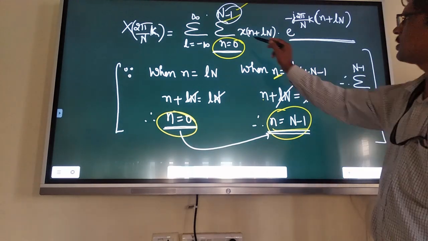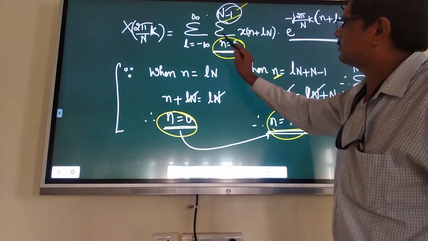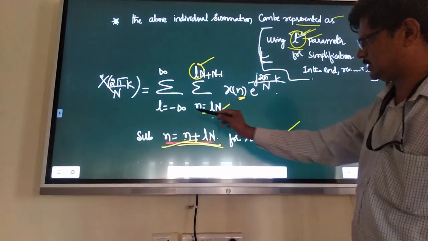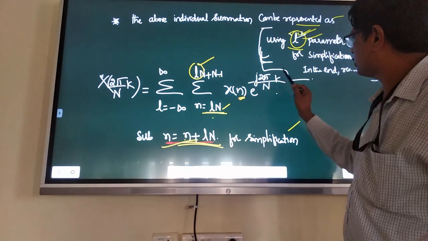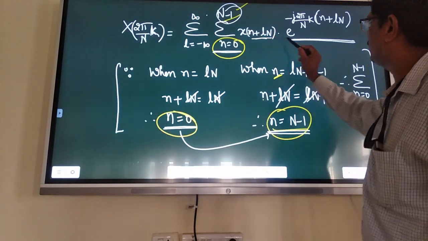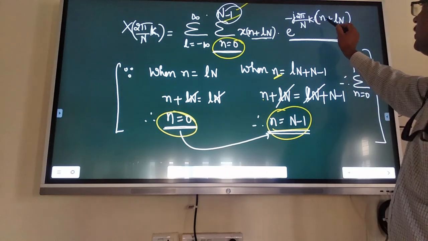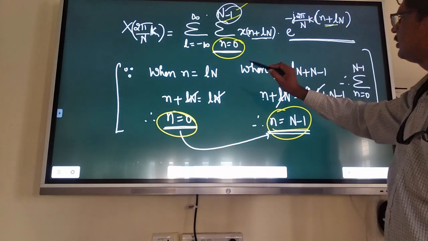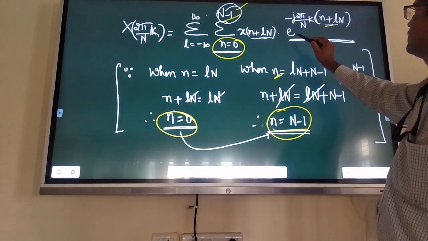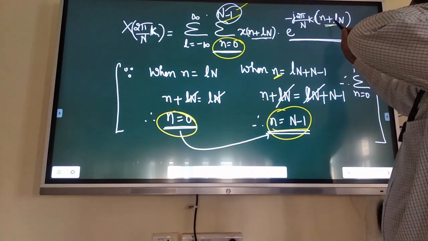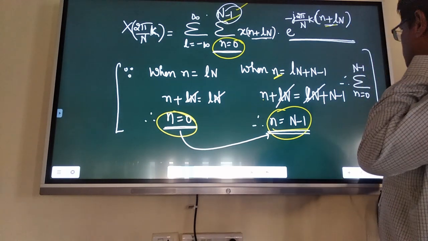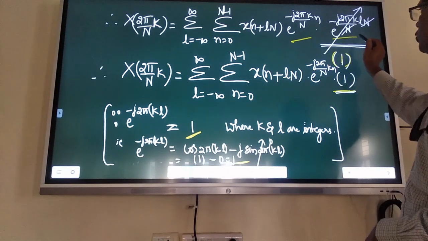Then what will happen? Substitute here. l is equal to minus infinity to plus infinity, n is equal to 0 to N minus 1, and inside, instead of n, you have to introduce n plus lN here. That I have done. See, x of n plus lN, e power minus j2π nk by N. Wherever n is there, n plus lN. Then expand this. In the next line I am splitting this: e power minus j2π nk by N into e power minus j2π k lN by N. That's what I do.